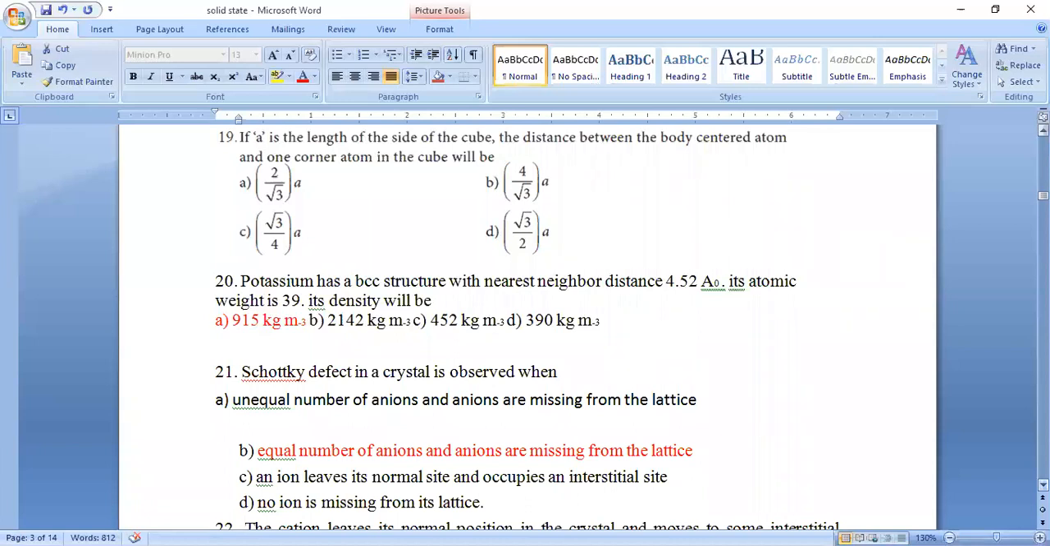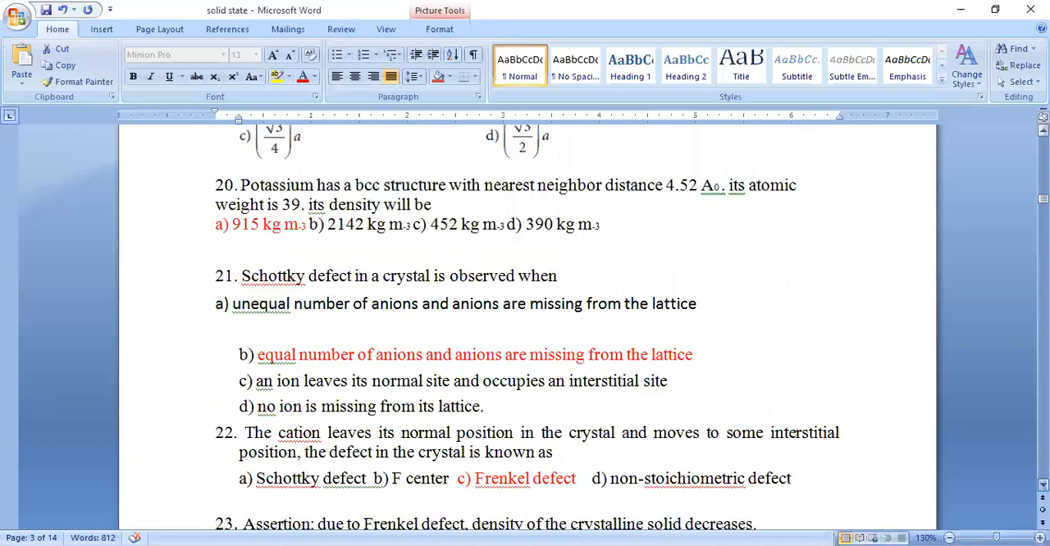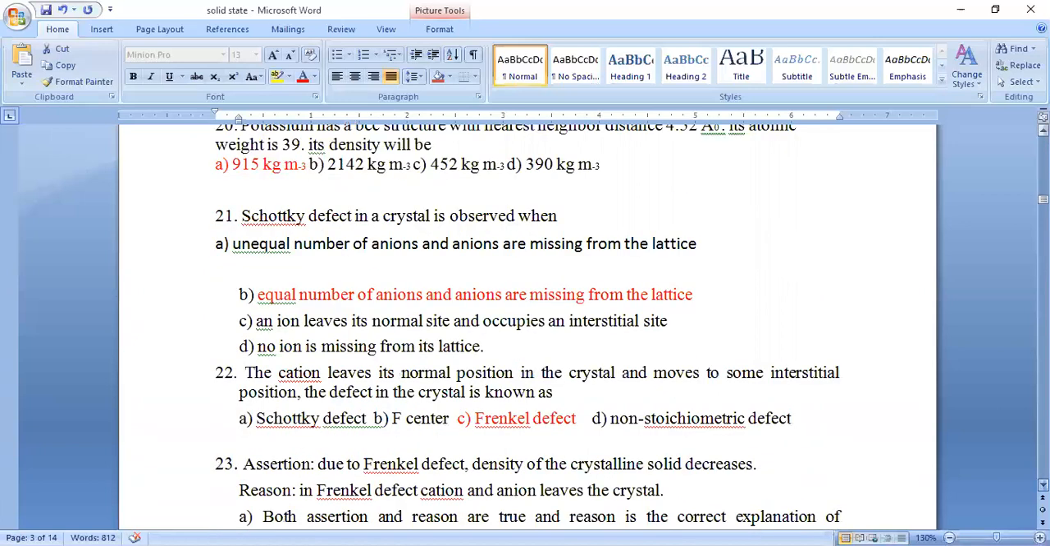So option B, equal number of anions. So the anions are missing from the lattice. So question number 22. The cation leaves its original position in the crystal and moves to some interstitial position. The defect in the crystal is known as, so option C, Frenkel defect.